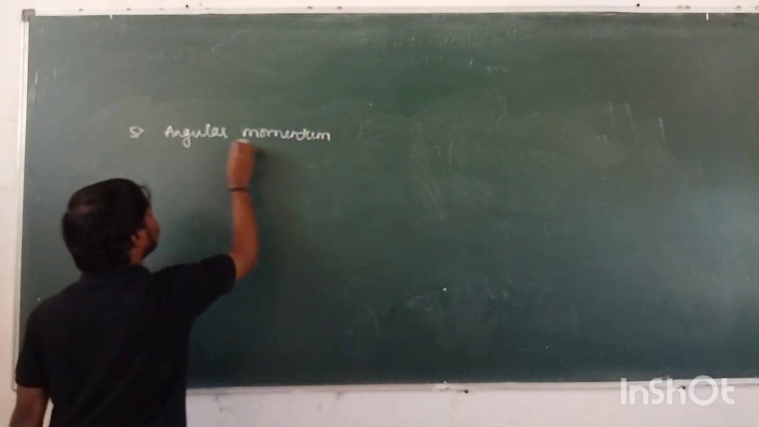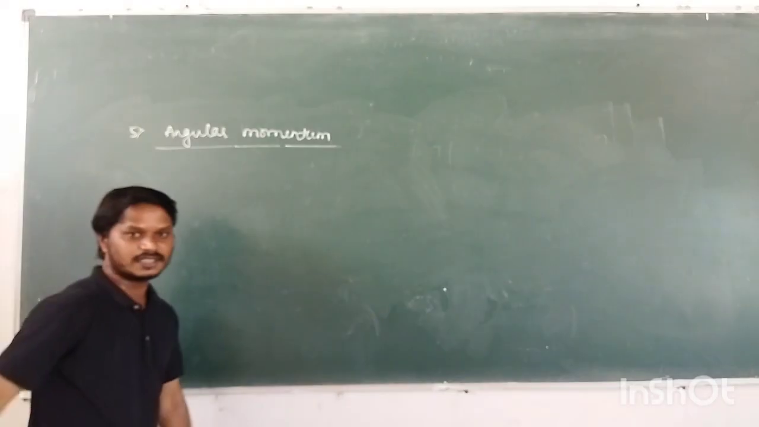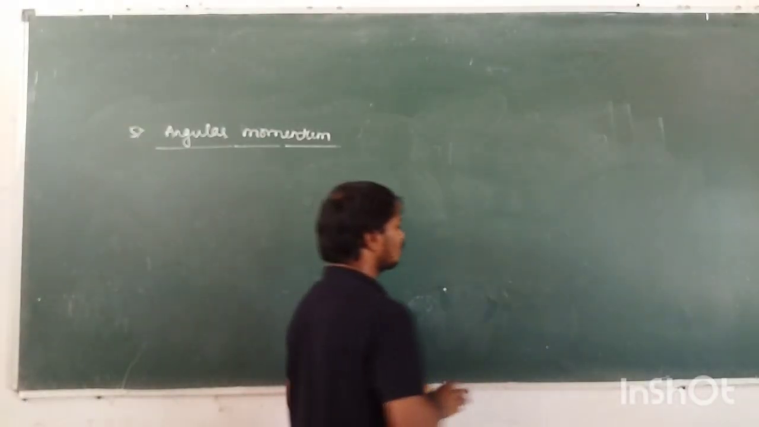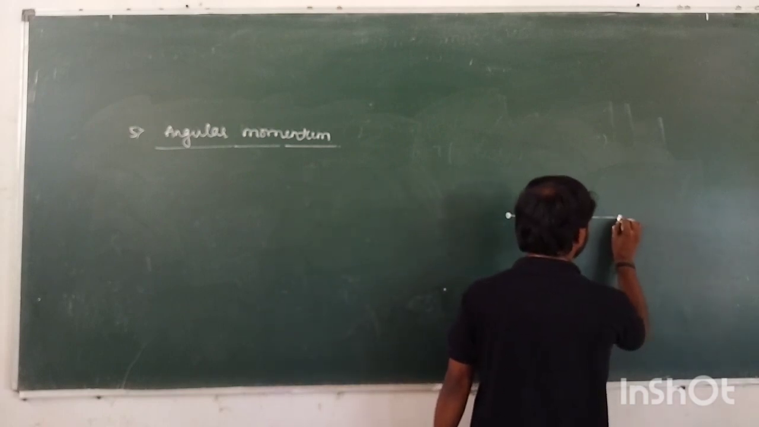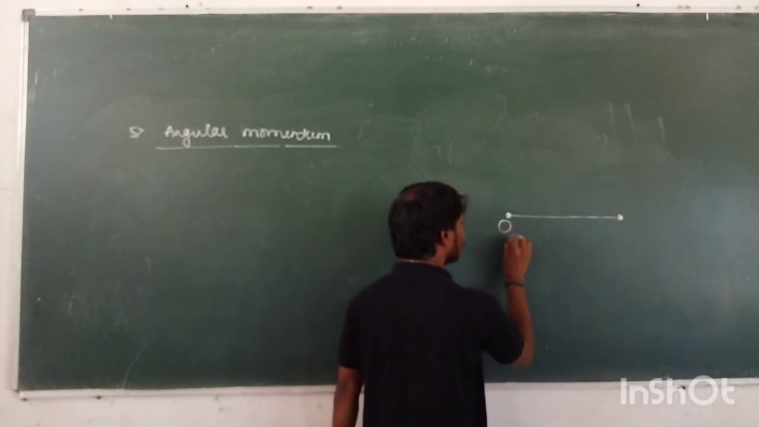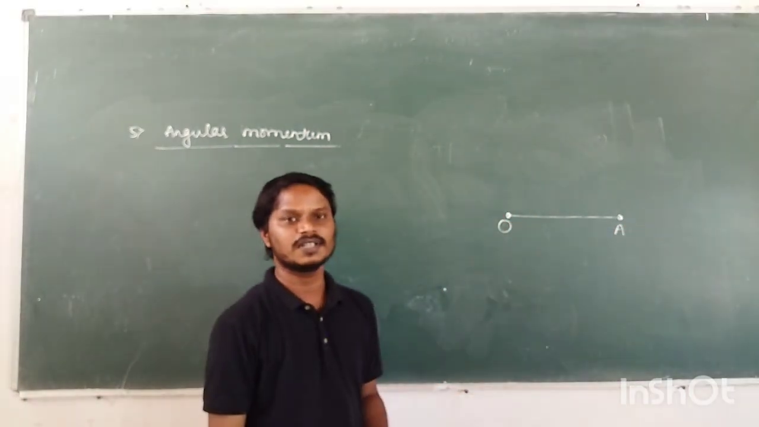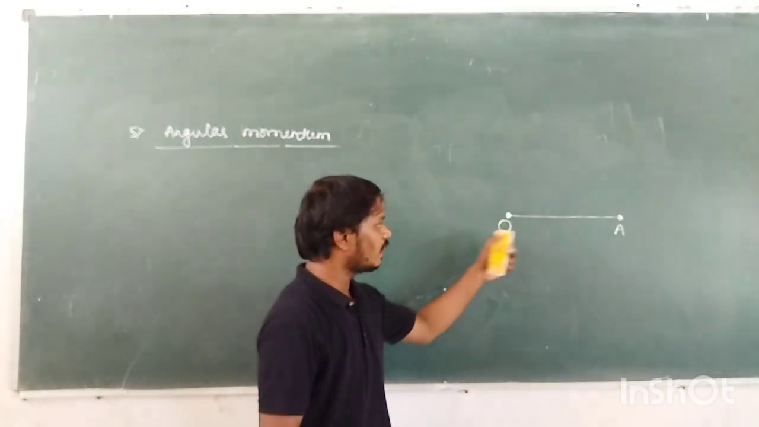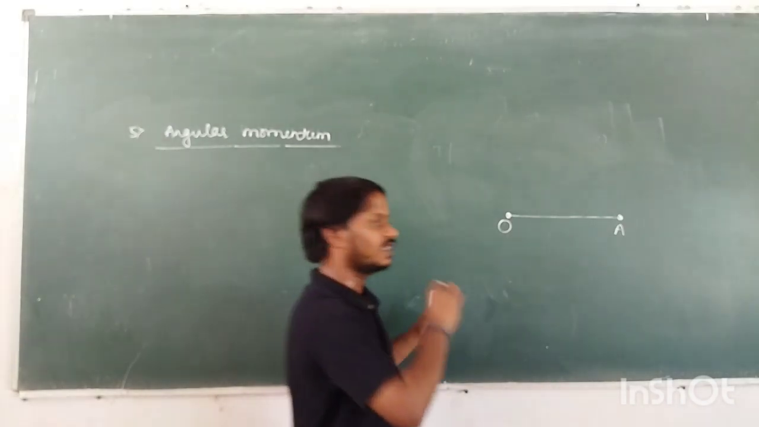So torque causes the change in angular momentum of the rotating body. Now see here. This is a rod. As usual, it has a fixed end and a free end. At the free end, we are going to apply the force, which means that the body starts to rotate.